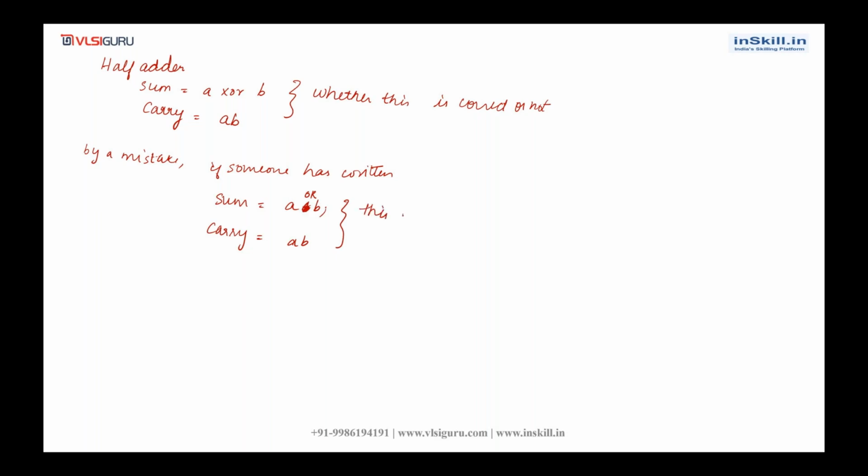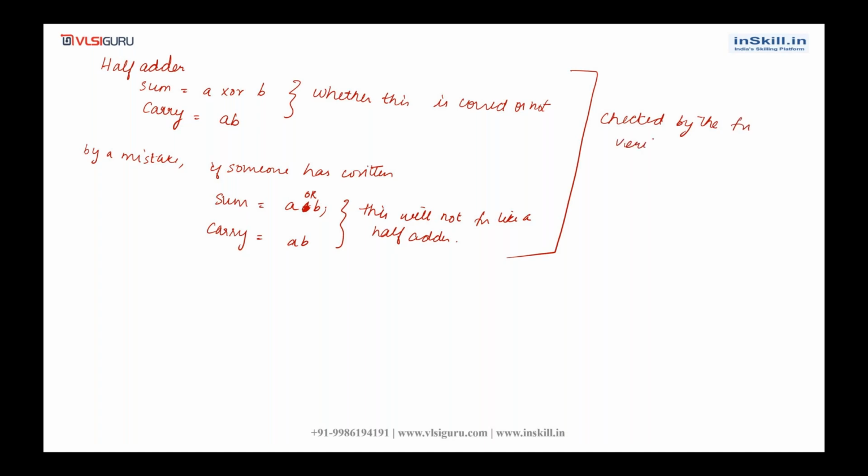This will not function like a half adder, because for a half adder the sum should be A XOR B and the carry should be AB. If someone has written sum is equal to A or B, carry is equal to AB, then this will not function like a half adder. So this is what will be checked by the functional verification team.